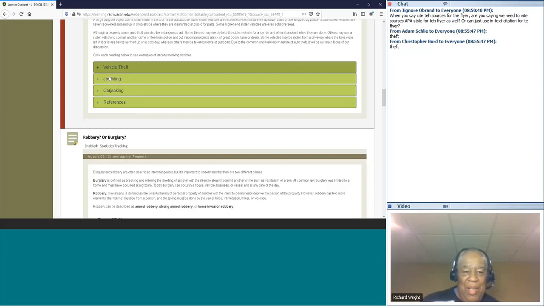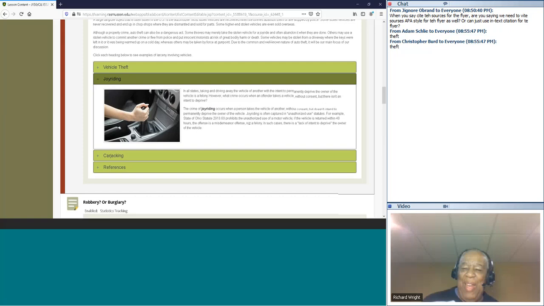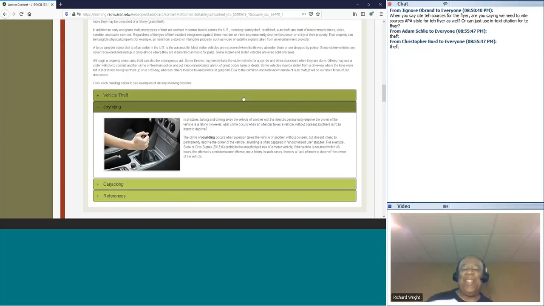Okay. Now let's talk about joyriding. Basically, joyriding is taking the vehicle, not necessarily to permanently deprive the individual, but to take it on what we call a ride. The crime of joyriding occurs when a person takes a vehicle of another without the consent. Same thing as theft, but they don't want to permanently deprive the owner of the vehicle. That's the kind of crime that's generally charged if your kids take your car or somebody like that.